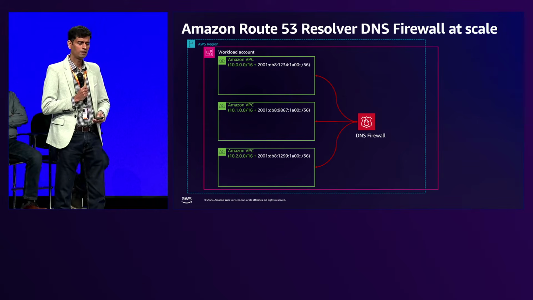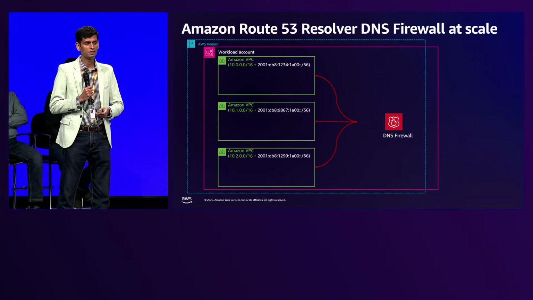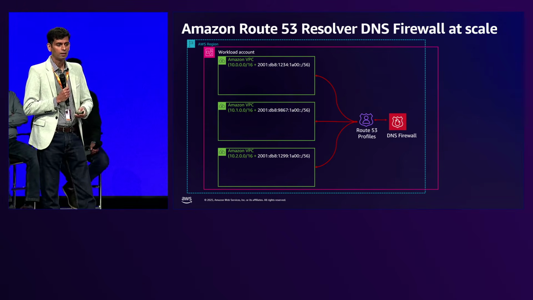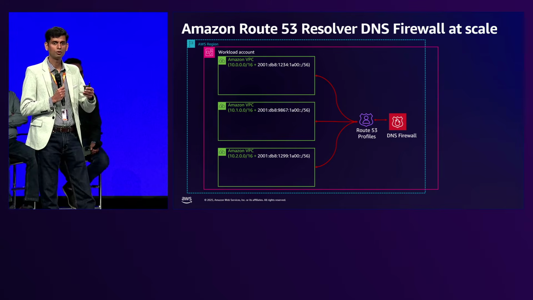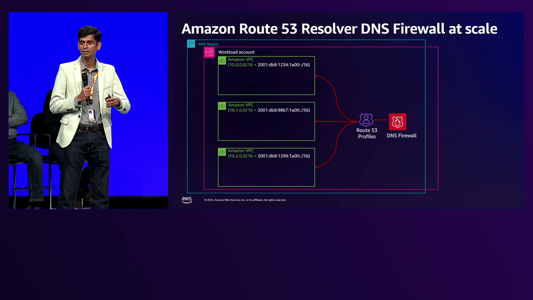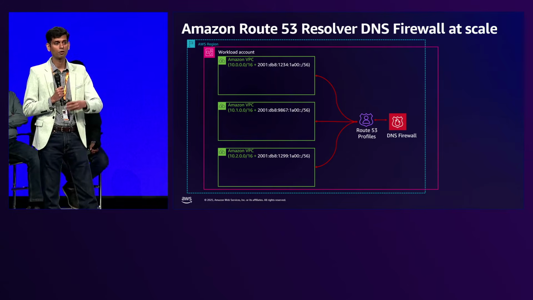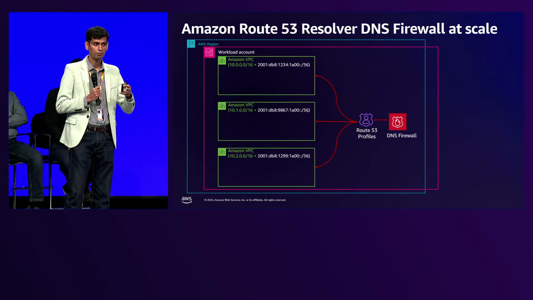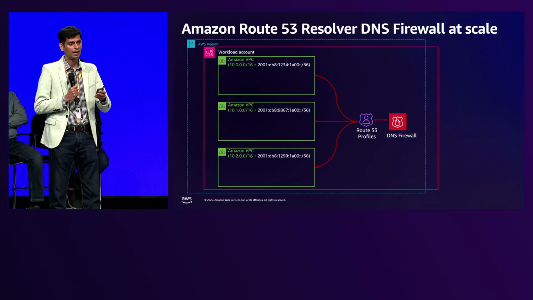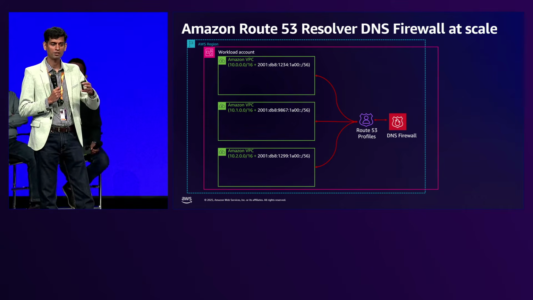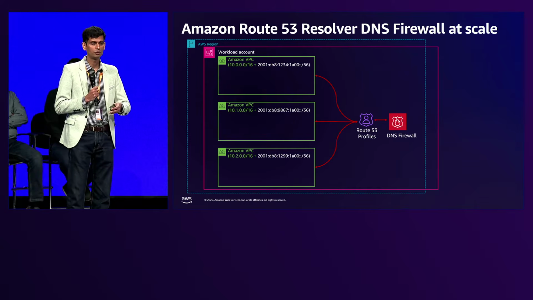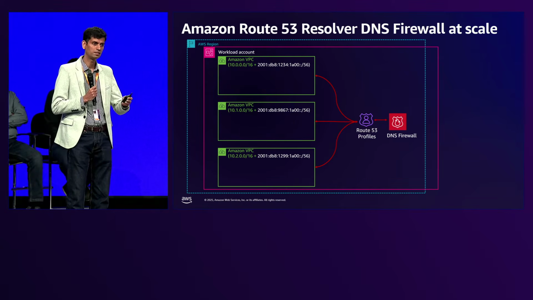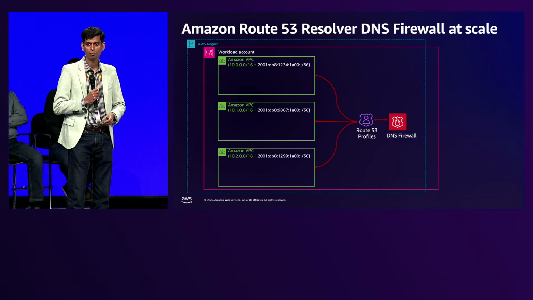The other capability present in Route 53 is Route 53 profiles. Profiles allow you to apply and manage DNS-related configurations consistently across VPCs and also across accounts. Here you can associate a particular Route 53 profile to the VPCs. And if you have made firewall rule groups part of that profile, any change that you make to those firewall rules gets propagated to all the VPCs that are associated with that profile.